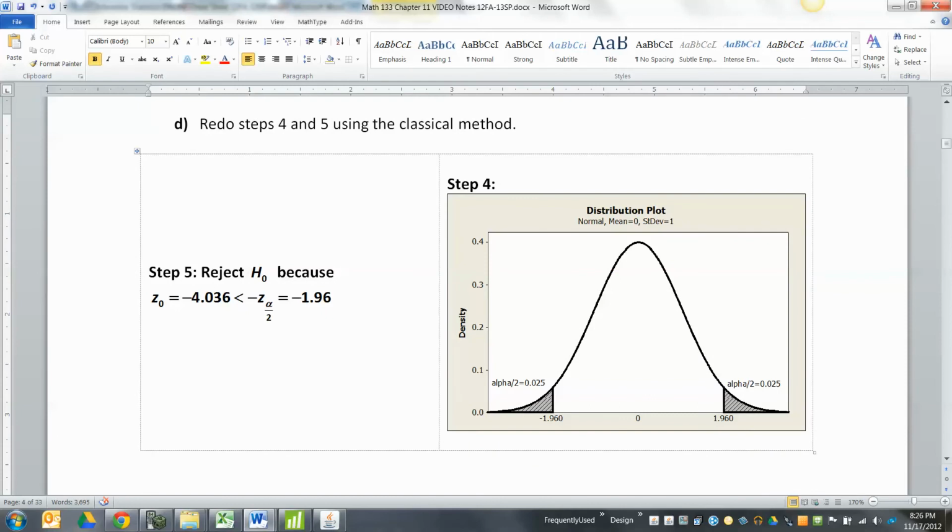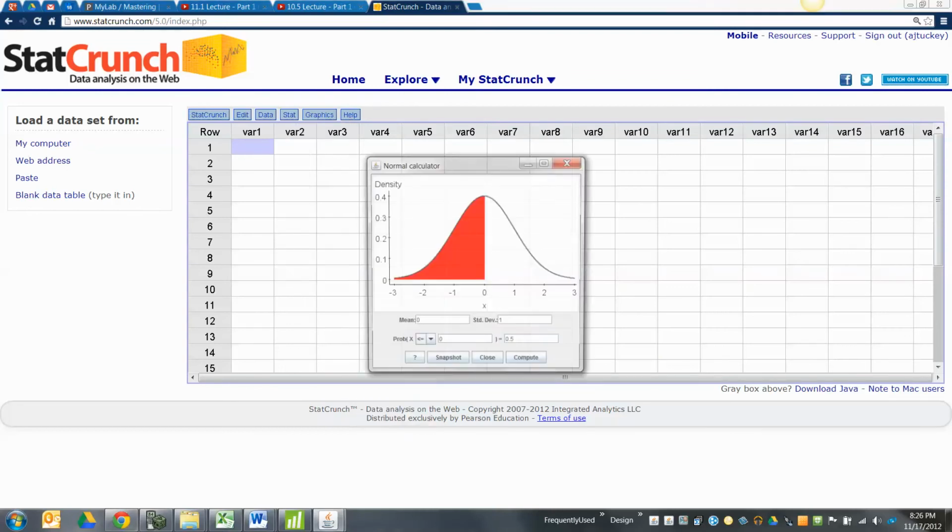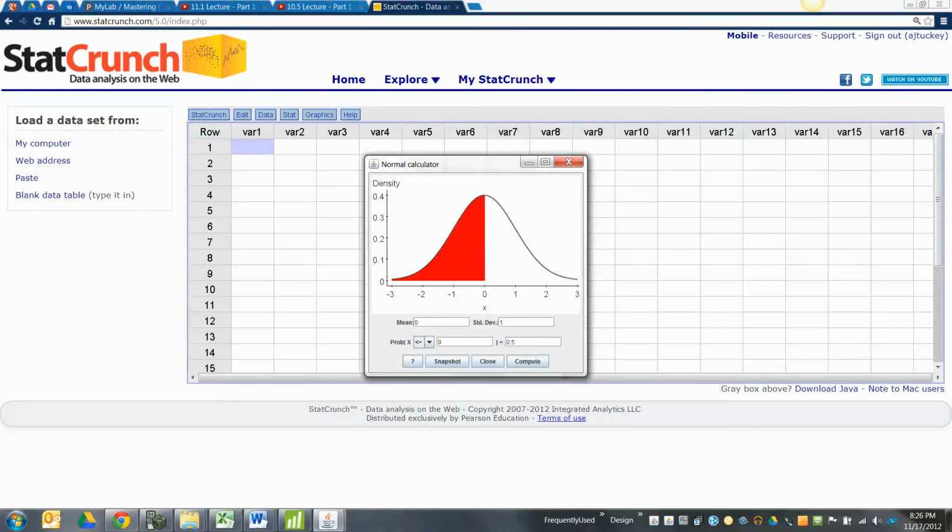And then to get these values of 1.96 and negative 1.96, you have to remember that with a two-tailed test like this one is, alpha was 0.05. So if alpha was 0.05, then alpha over 2 is 0.025. And then you can go to your table, or you can go to StatCrunch, either way. So I can go to StatCrunch calculators, normal, and I can say I want the area to be 0.025. There it is, negative 1.96.